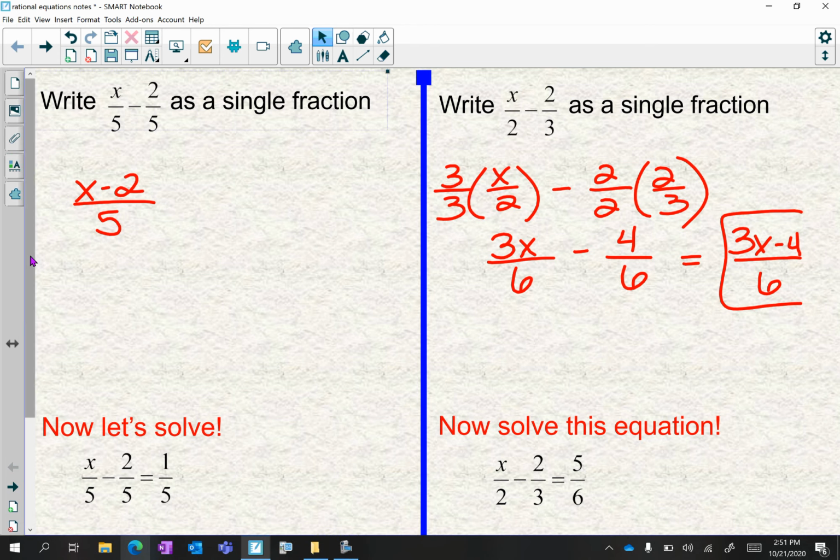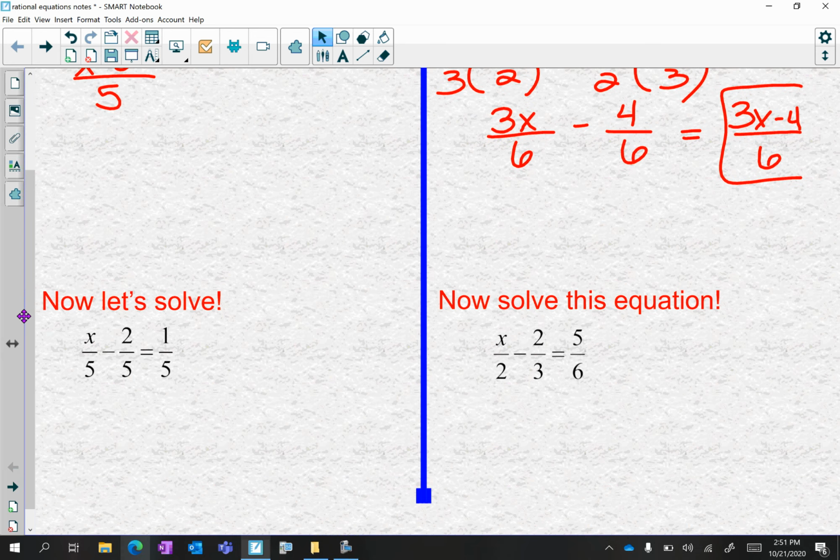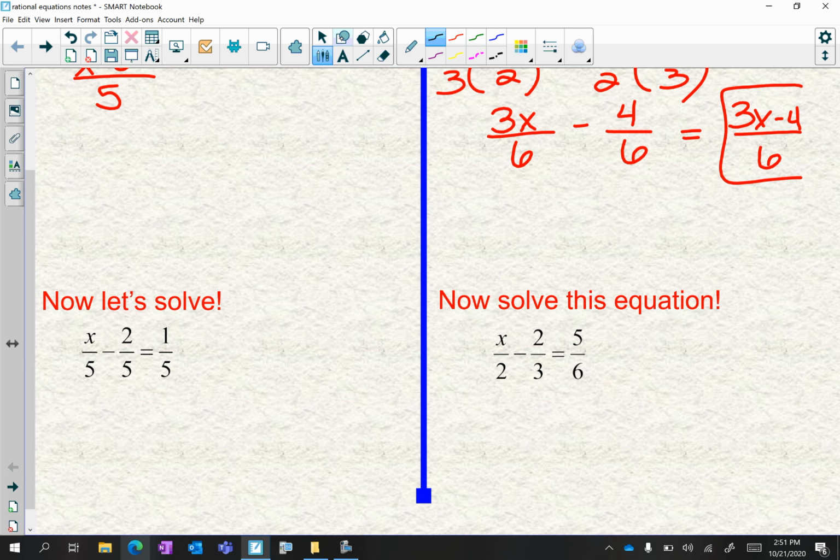So now let's talk about solving. It's a little bit different when you're solving because there's now an equal sign, and instead of just simplifying, you have to actually go ahead and get a solution for x. On the left-hand side, I have the same exact expression that I had up above. If not, I would obviously have to work through that first. But this piece is from above, so I'm just going to copy it down. We have x minus 2 over 5 equals 1 over 5.